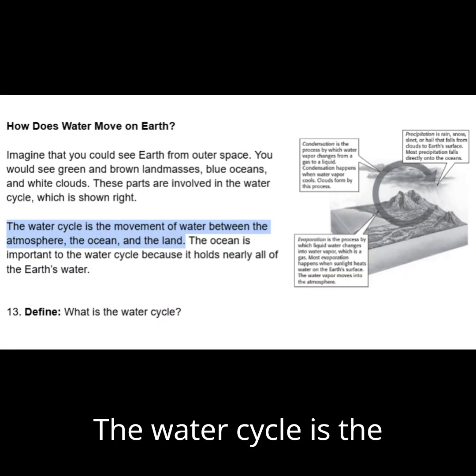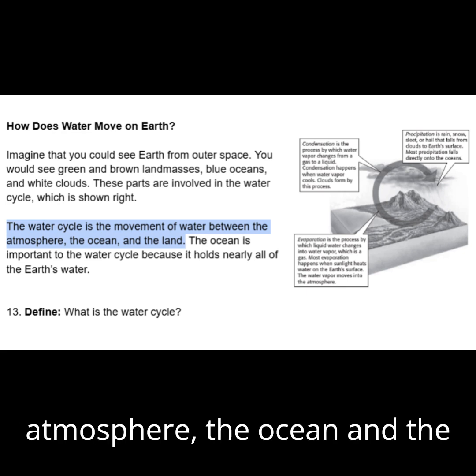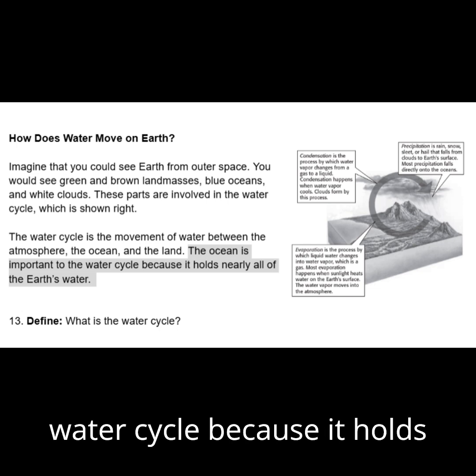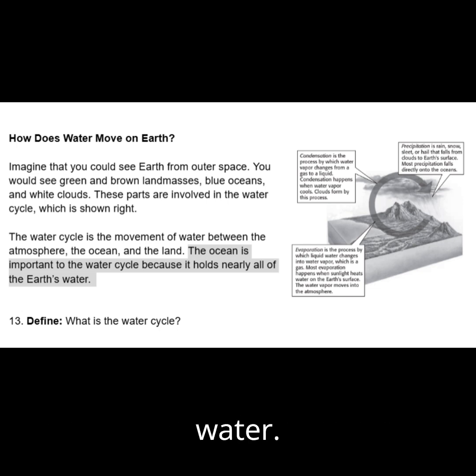The water cycle is the movement of water between the atmosphere, the ocean, and the land. The ocean is important to the water cycle because it holds nearly all of the Earth's water.